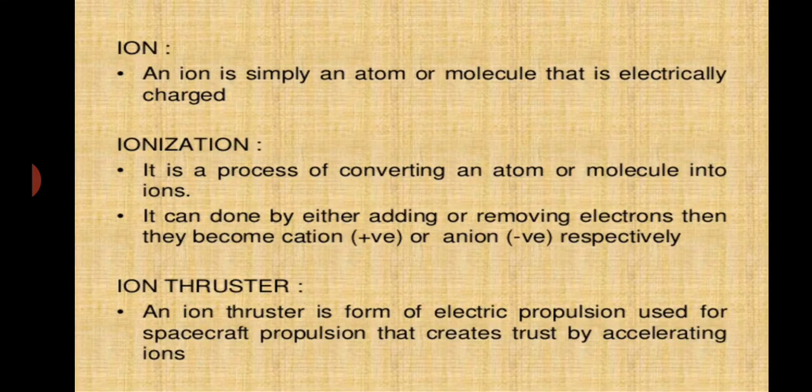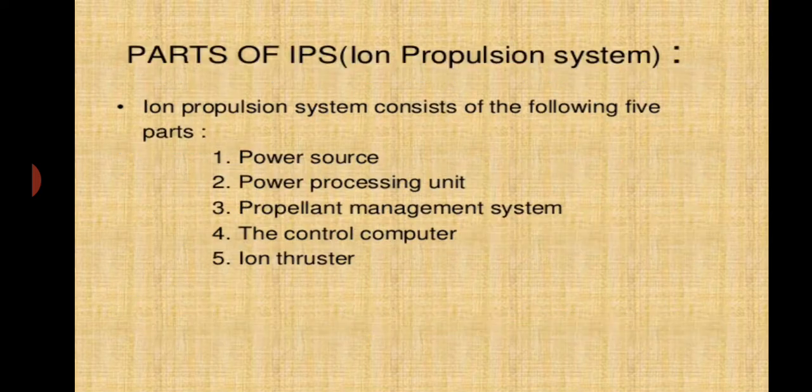So now let me explain what an ion is. An ion is simply an atom or molecule that is electrically charged. Now what do we mean by ionization? It is the process of converting an atom or molecule into ions. It can be done by either adding or removing electrons. Then they become anion or cation respectively. So let me explain ion thrusters. An ion thruster is a form of electric propulsion used for spacecraft propulsion that creates thrust by accelerating ions.